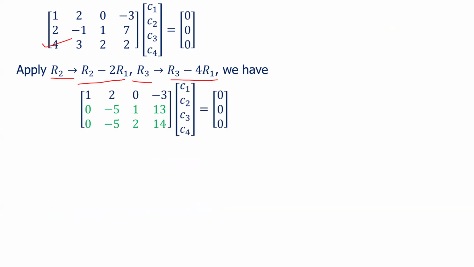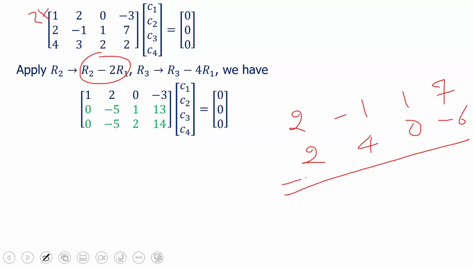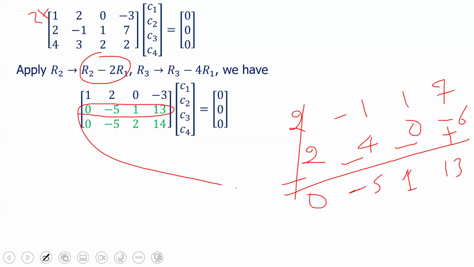Then the given matrix will be converted into this form. Let us just check the operation. We first apply the operation on R2. R2 is 2, minus 1, 1, 7. We have to multiply R1 by 2. So 2 into 1 is 2, 2 into 2 is 4, 2 into 0 is 0, 2 into minus 3 is minus 6. Minus, minus, minus, plus. This is 0, minus 5, 1, and 13. Just look here: 0, minus 5, 1, and 13.